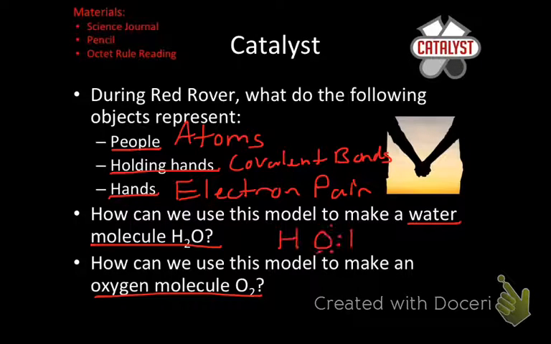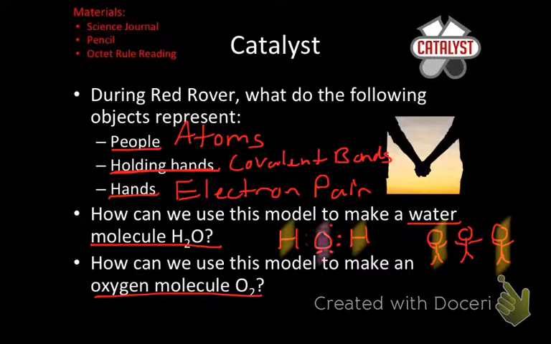And we can use this model to make a water molecule using Lewis dot structures by having three people in a line that are holding hands, where the two people on either side are going to represent hydrogen atoms. They're holding hands with the person in the middle, the oxygen atom, and sharing those electron pairs like we see in the Lewis dot structure.